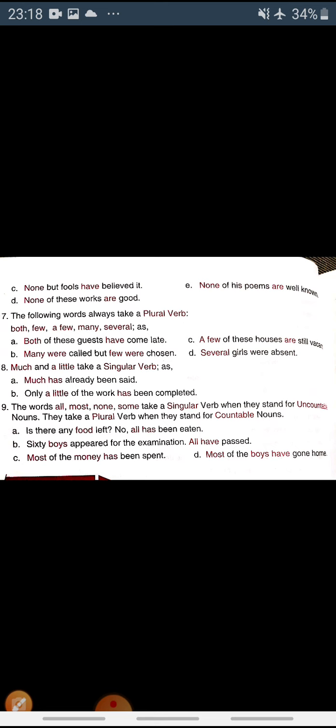And the 19th rule says the words like all, almost, none, some take a singular verb when they stand for uncountable nouns, but when they stand for countable nouns, they will take a plural verb. It is quite understood, right? Like, is there any food left? No, all has been eaten. 60 boys appeared for the examination, all have passed. Now here boys are countable, so we will use the plural verb.